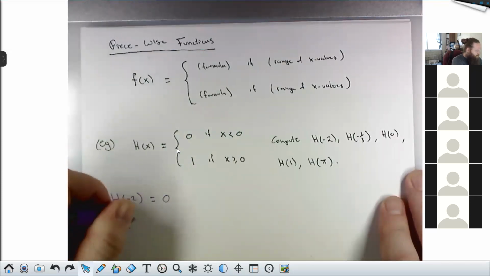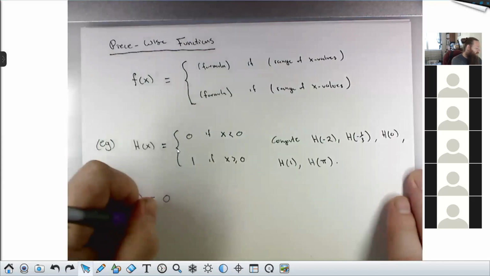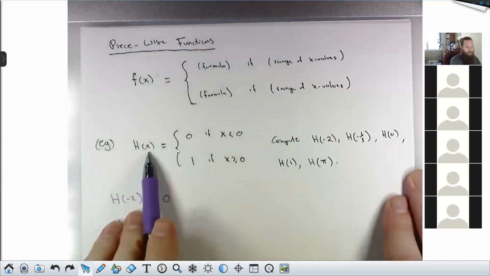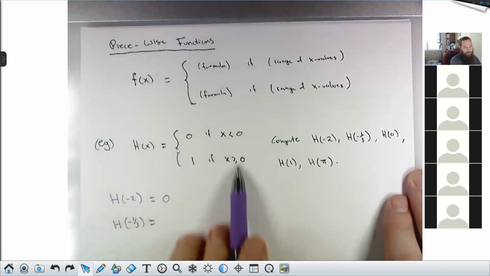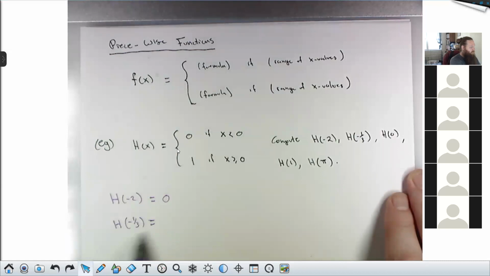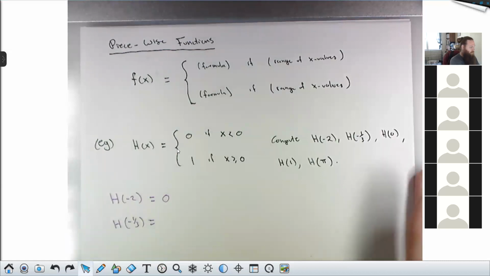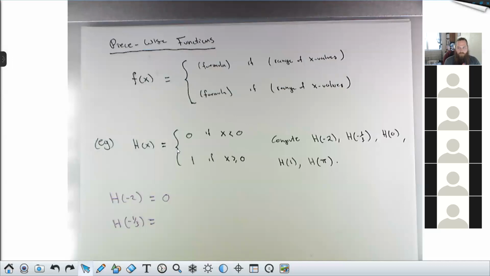Okay, what about h of -1/3? I want to plug -1/3 in for x here. In order to do that, to figure out what output I get, I have to figure out whether I'm in this range of x values or this range of x values. Okay, so what is h of -1/3 and why? Zero because it's a negative. Very good. H of -1/3, the output when I plug -1/3 into this function is going to be 0, because -1/3, the x value I'm plugging in, is negative, less than 0.